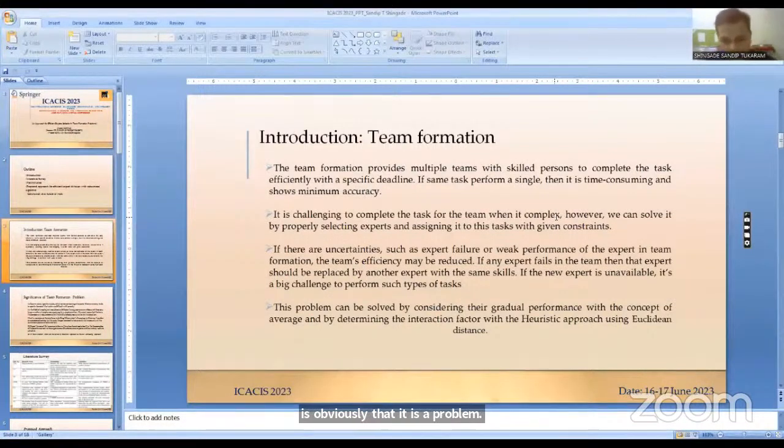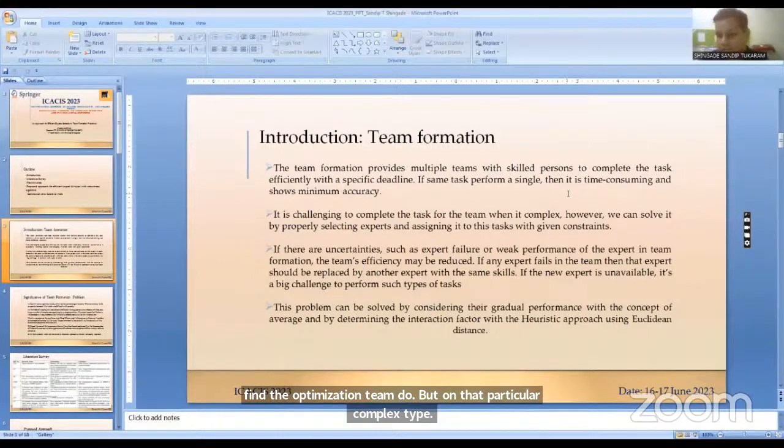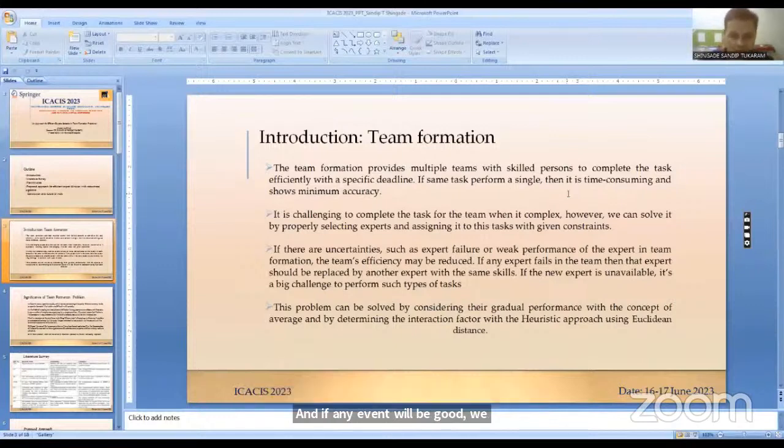There is some other problem as well. After assigning the team, some agent may want to leave, so we have to give them the chance to leave, and then we have to find an efficient replaceable agent for that particular team. So we have to use these two approaches: find the most optimized team to perform that particular complex task, and if any agent fails, replace that agent with one of the same specified skill.